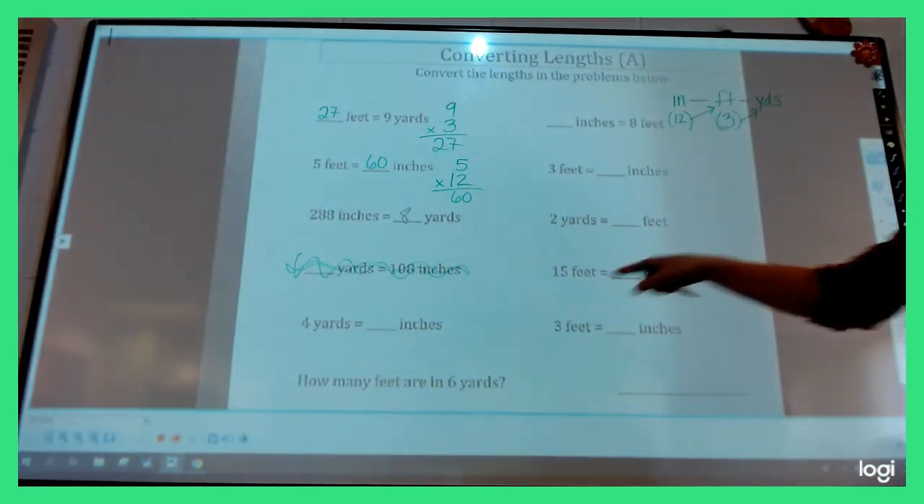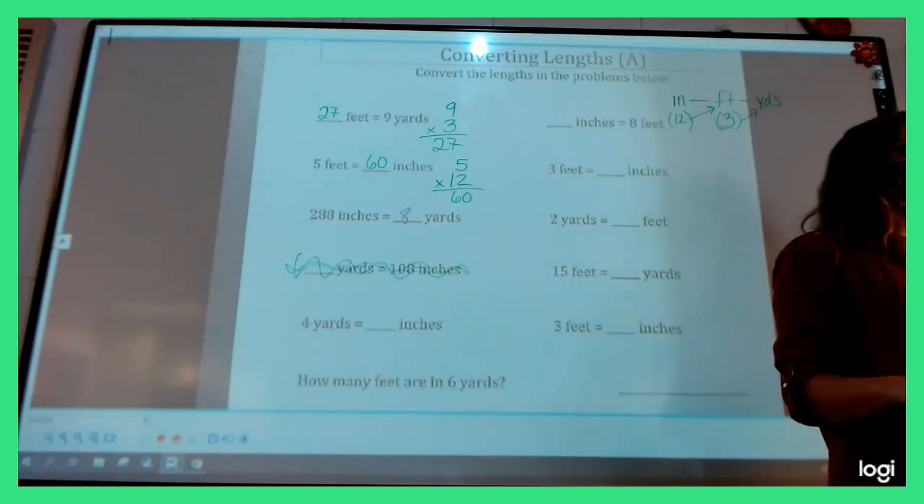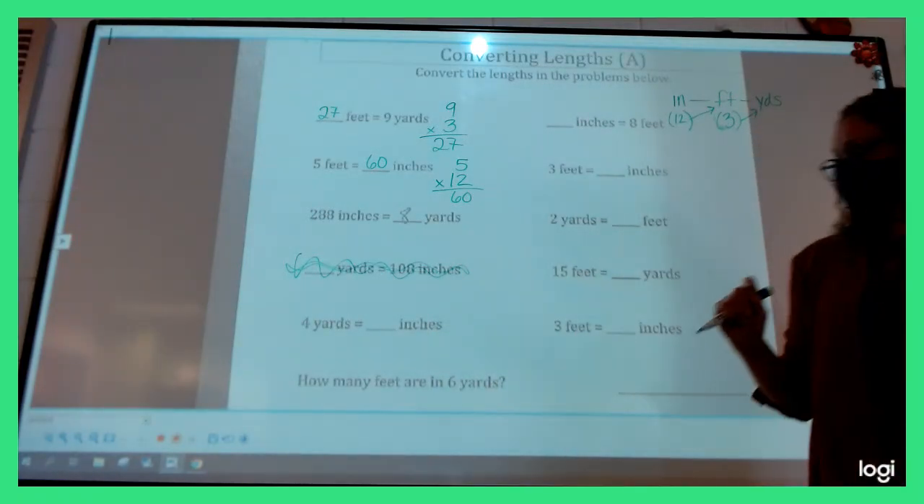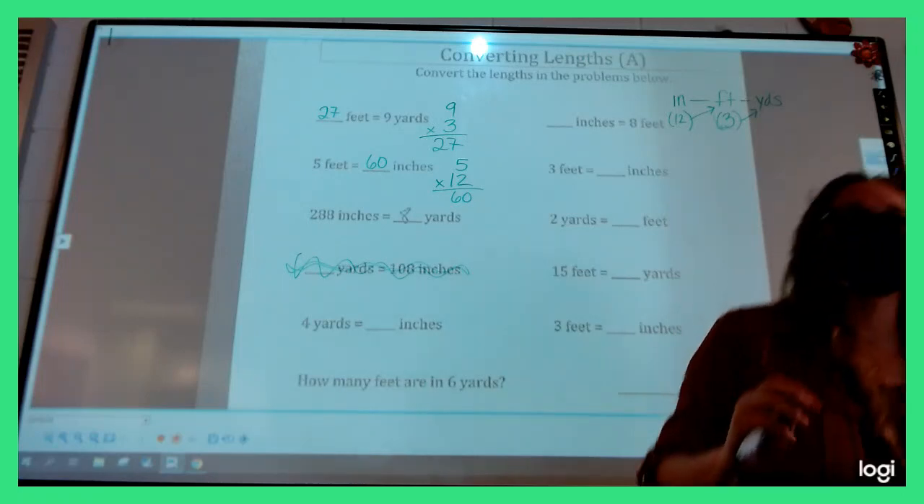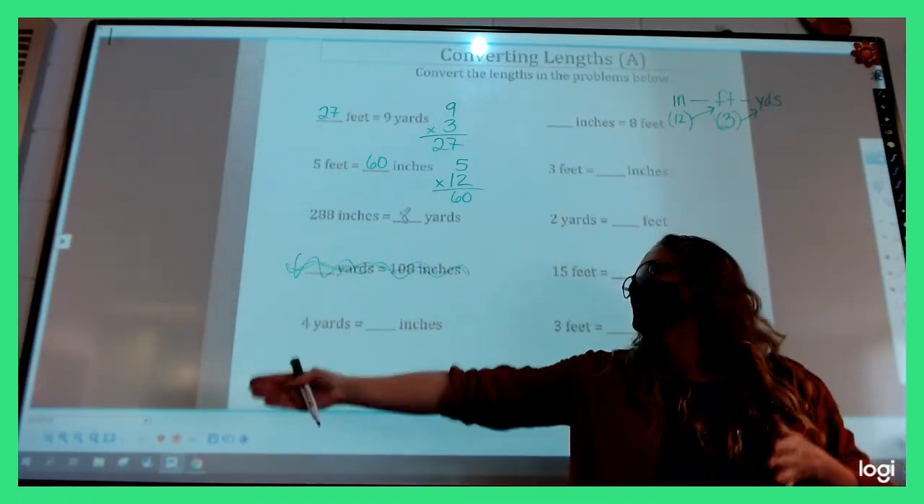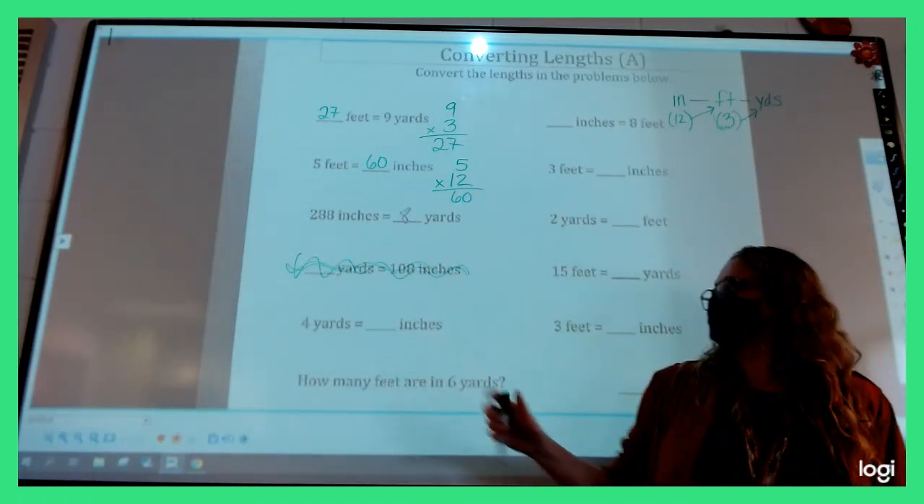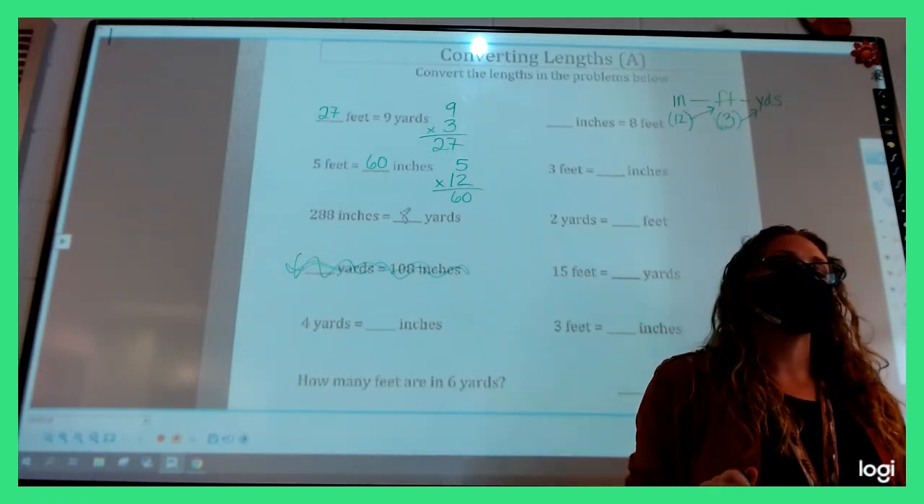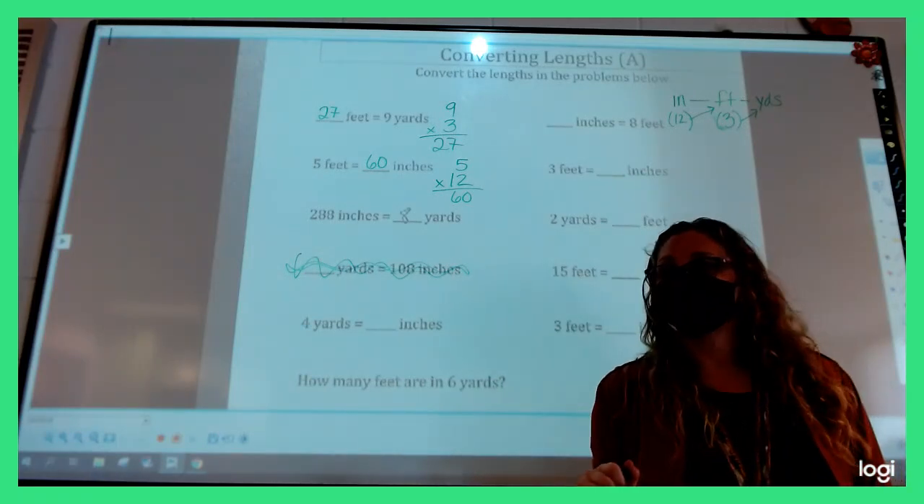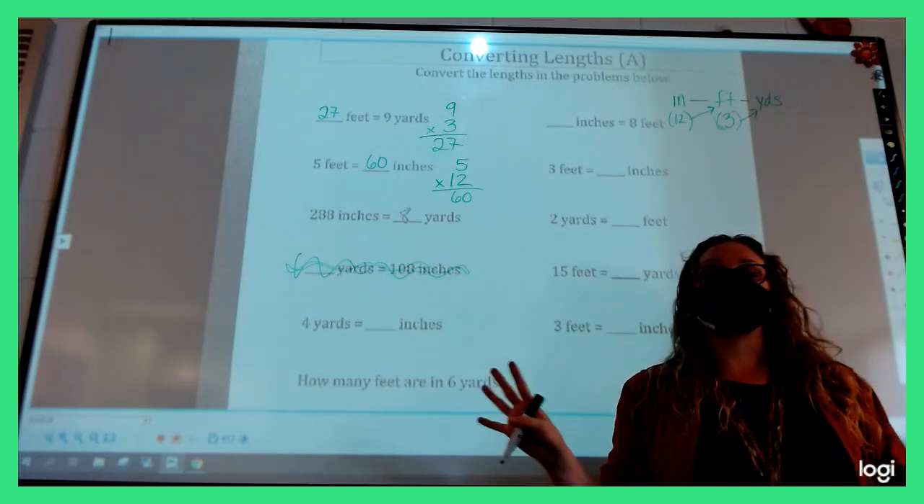All right, so the next one, this one should be 1 step, okay? Yards to inches. If I have 4 yards, picture it in your mind, okay? 4 big yards. I want to switch that to inches. No, we're going to have to do 2 conversions for this one as well. Okay, we'll try it together, okay? Just go slow and stay with me.